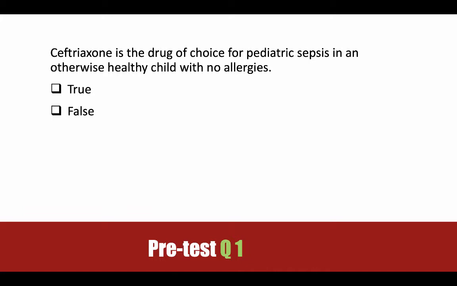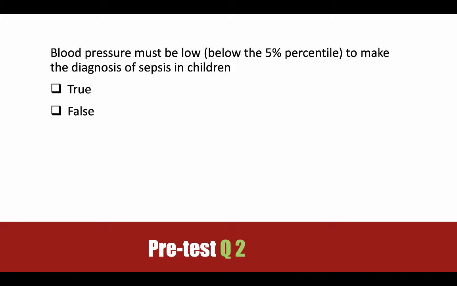Starting off with 3 questions. Ceftriaxone is the drug of choice for pediatric sepsis in an otherwise healthy child with no allergies. So I'll have you mark down your answer to that. The second question is, blood pressure must be low, so below the 5th percentile for the patient age, to make the diagnosis of sepsis in children. And that's true or false.